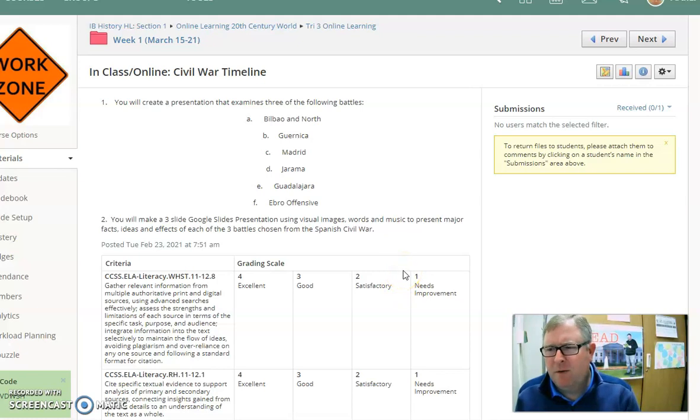There are some specific things that are significant about them, and when you do some research online, you'll see that some common pictures and ideas come out about each one of those. So again, 3 slides. It'll be due at the end of the week, and this is going to be a summative score. So that's it for week 1.